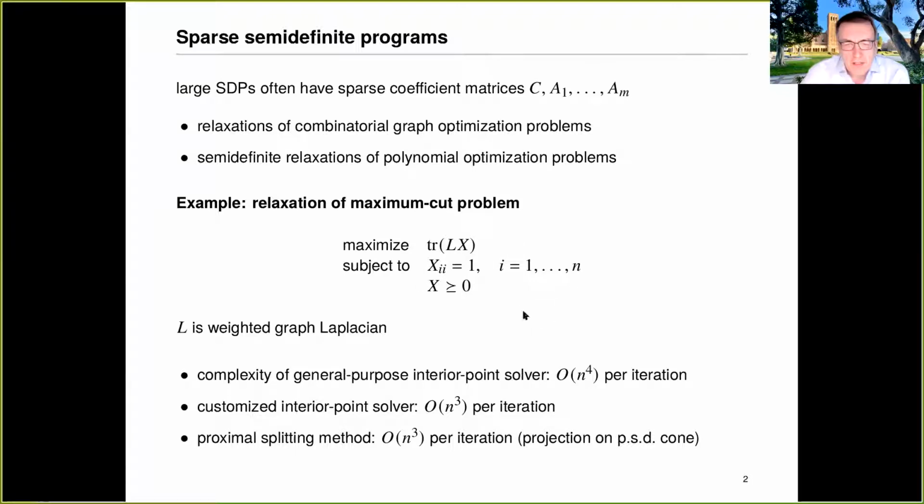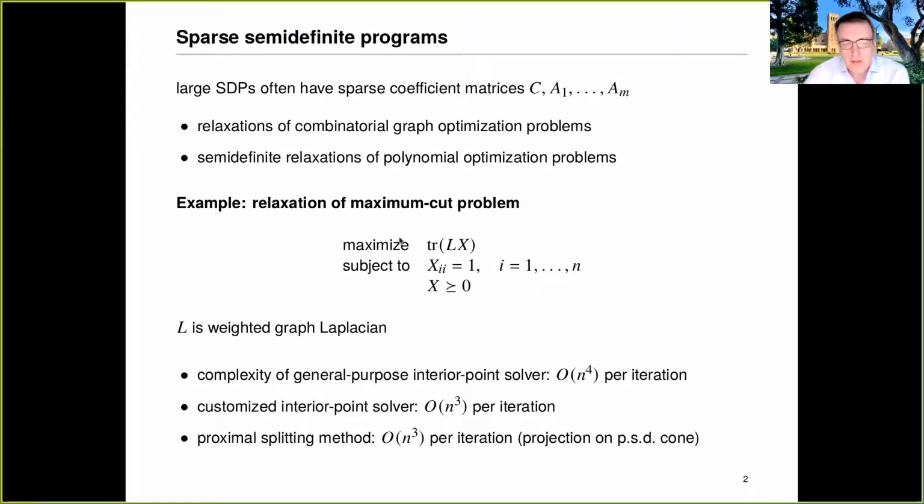It's in this case very easy to exploit some structure and to reduce that by n cubed by a simple customization of an interior point method. And in this case, we see if we take a standard approach based on a splitting method, we would still have an n cubed cost per iteration because of the projection on the positive semi-definite cone.